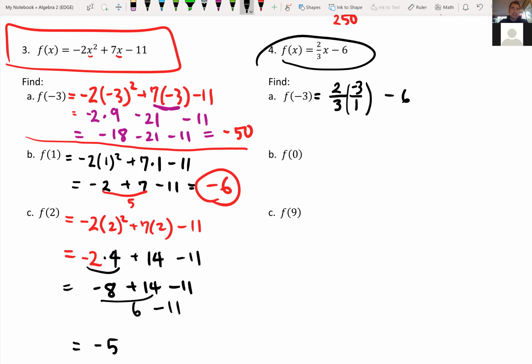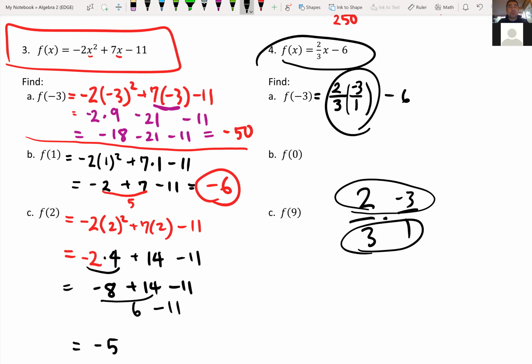And minus 6. Now, how do you multiply two fractions? How do you multiply 2 over 3 times negative 3 over 1? You multiply straight across, okay? It's not about cross multiplication. You just simply multiply straight across. That's multiplying two fractions. 2 times negative 3 is negative 6. And then 3 times 1 is 3.